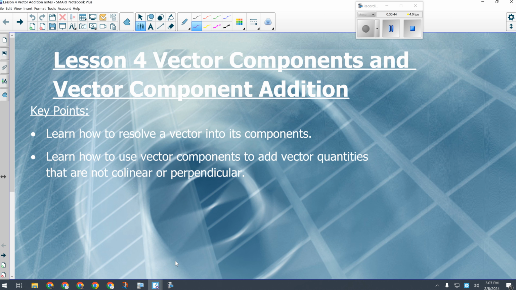All right, and then learn how to use vector components to add vector quantities that are not collinear or perpendicular. That's what we did on that question. We found those components and then we used them to figure out how far in total the object went north-south and how far in total it went east-west. Then we drew the triangle and solved. Those are always the steps.